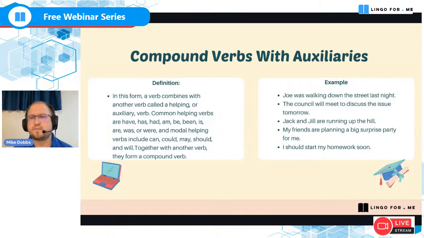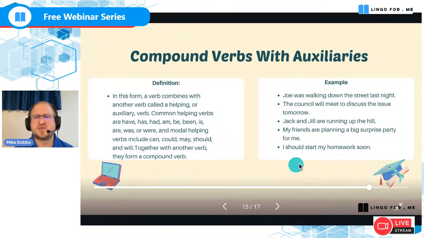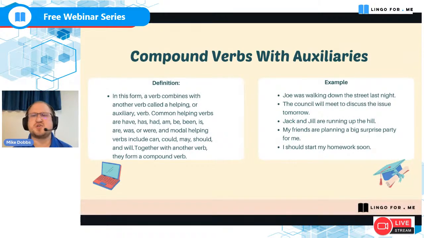So it might sound confusing now, but we'll give some examples to help you understand. Joe was walking down the street last night. When we talked about the gerund, walking, you add the ing. But here you can see, if you look in the definition, common helping verbs, at the very bottom, you see was. So Joe was walking. The next example is, the council will meet to discuss the issue tomorrow. So here, you can see in this sentence, we have the word will. And that is the auxiliary in this instance.